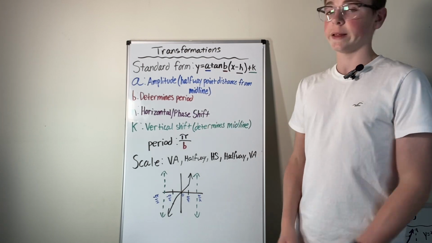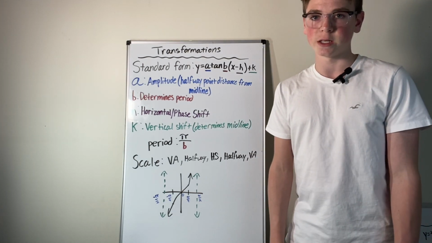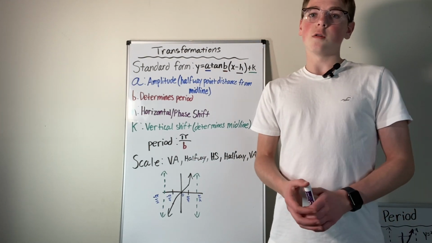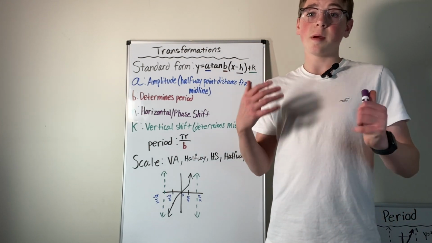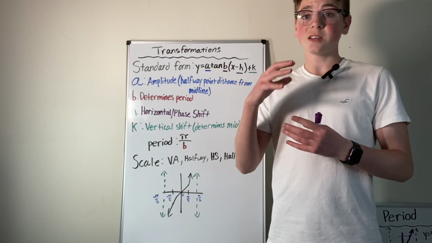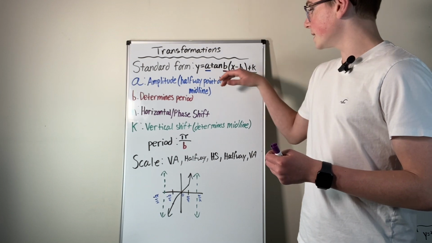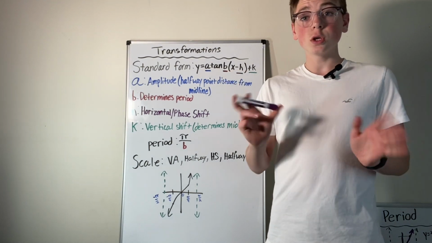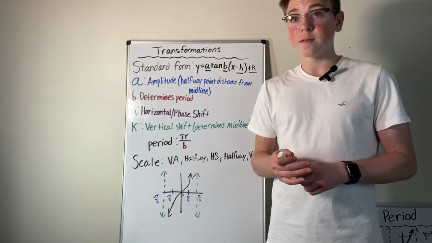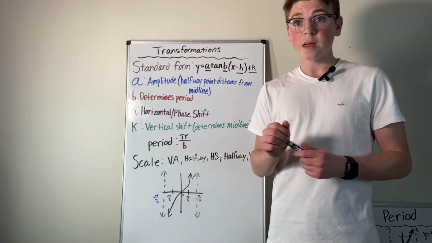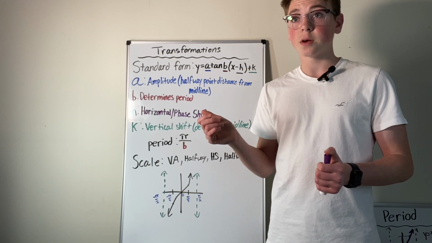What does b do? Well, it determines period. That's really specific, right? Our period is pi over b, because remember, tangent has a period of pi. And if we said, well, what if b is 2? Then you would have pi over 2 as your period. If b is 1/2, then you'd have 2 pi be your period.